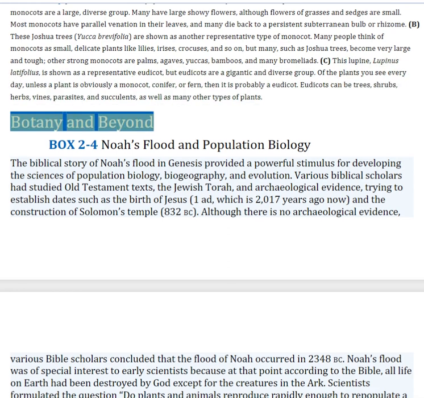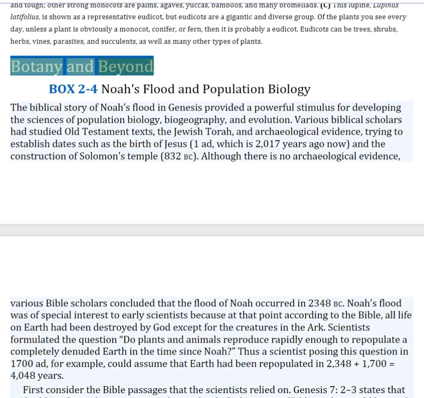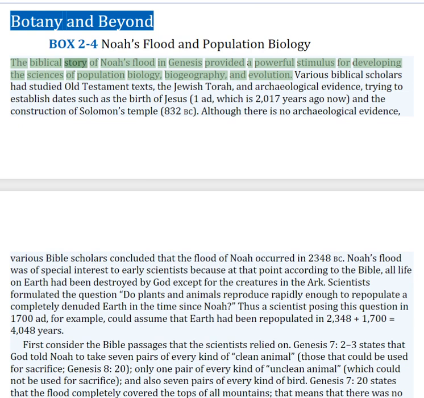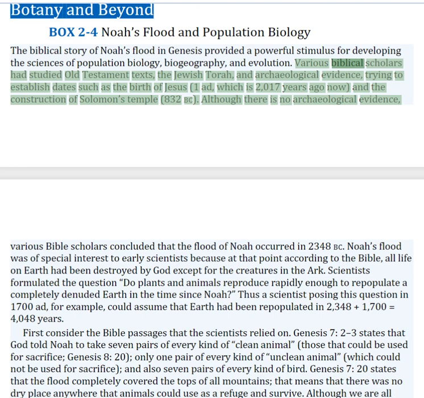Botany and beyond. Box 2-4 Noah's Flood and Population Biology. The biblical story of Noah's flood in Genesis provided a powerful stimulus for developing the sciences of population biology, biogeography, and evolution. Various biblical scholars had studied Old Testament texts, the Jewish Torah, and archaeological evidence, trying to establish dates such as the birth of Jesus and the construction of Solomon's temple.